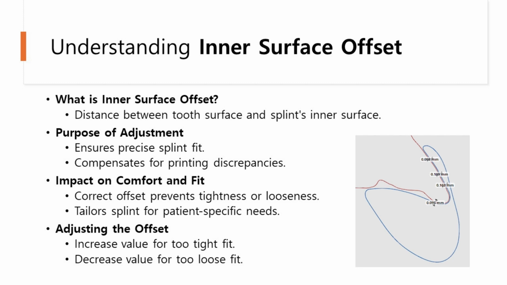If the splint is found to be too tight or not fully seated, the offset value should be increased. Conversely, if the fit is too loose, the offset value should be decreased. This adjustment capability allows for a custom-fit appliance that meets the patient's needs. Therefore, determining the right inner surface offset value is key to delivering optimal treatment outcomes. This involves balancing the need for a snug fit with ensuring patient comfort and the effectiveness of the splint.